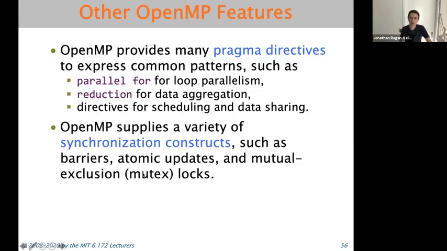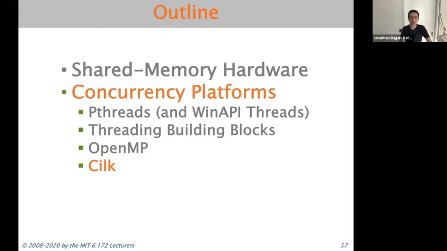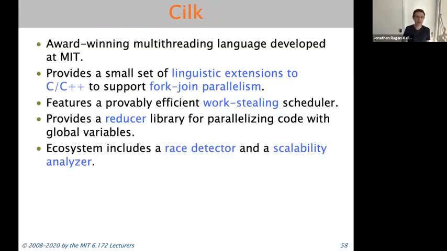Okay, so with that, I want to quickly dive into Cilk before we wrap up. So Cilk is the highest level of the abstractions we're going to talk about. And it's got long roots here at MIT and specifically in Professor Leiserson's group. So it's been in development for, I think, more than 25 years in different forms in different places, but originally starting here and most recently again here. It's won lots of awards and had lots of impact on how people think about parallel programming and parallel algorithms.